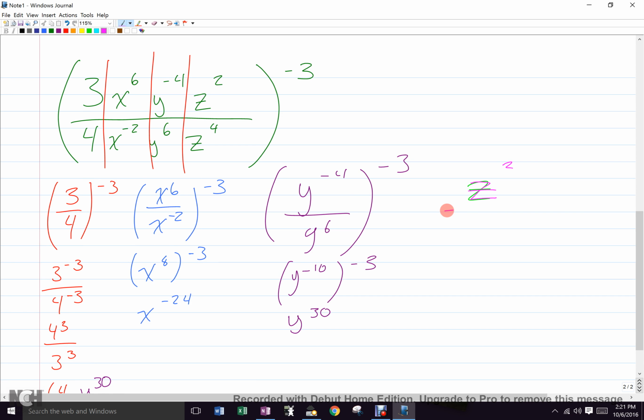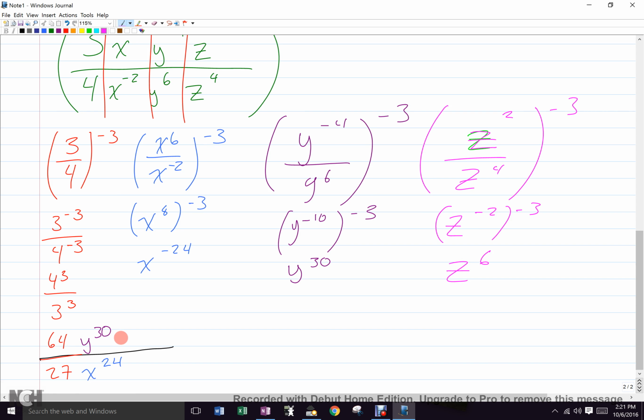Z squared, Z to the 4th, all to the negative 3. Z to the negative 2 to the negative 3. Positive 6, which goes with the 64. I followed along that time. Is everybody good? Yes. Could you have done this another way?